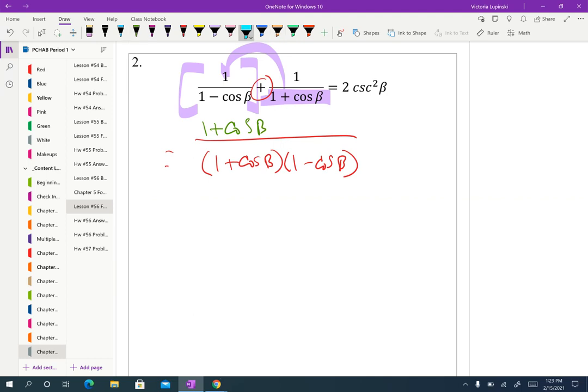Then take a look over here at the second fraction. In order to find a common denominator, you would have to multiply both of those by 1 minus cosine of beta. So this 1 on the top, you're going to multiply by 1 plus cosine of beta.